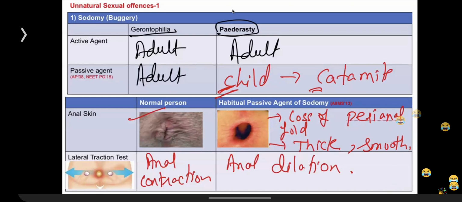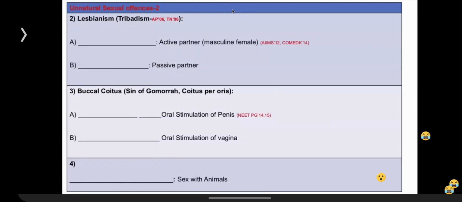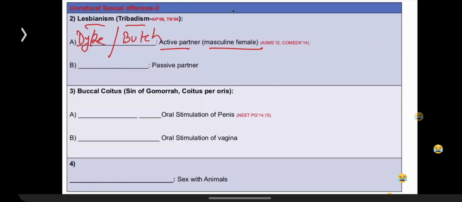Gerontophilia is sodomy with an old person, an adult basically, not with a child. Lesbianism is female homosexuality. The active partner or the masculine female is called dyke or butch. The other female is called femme.